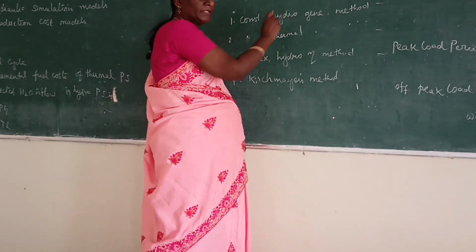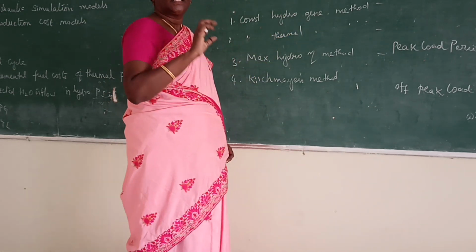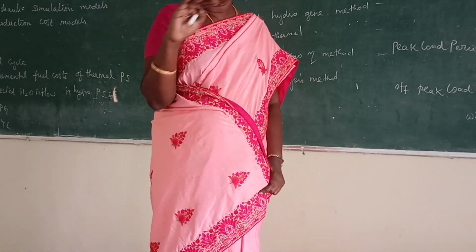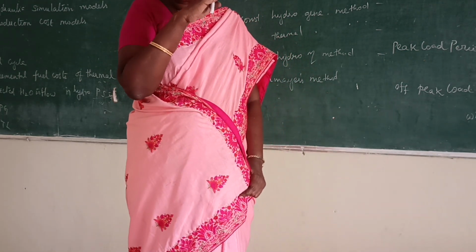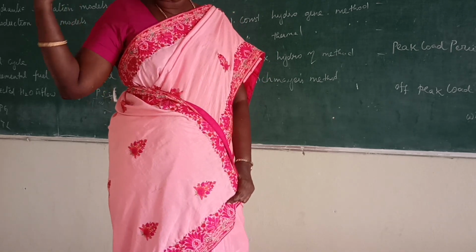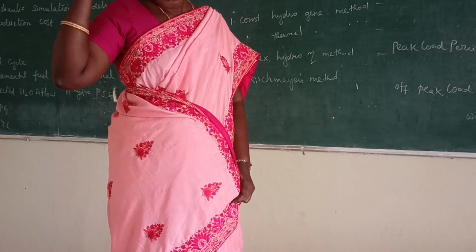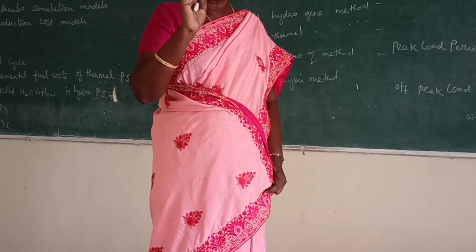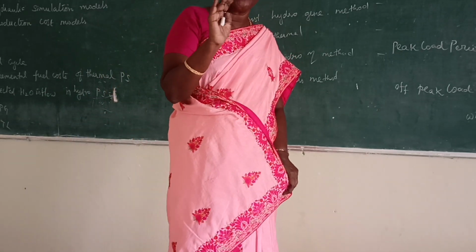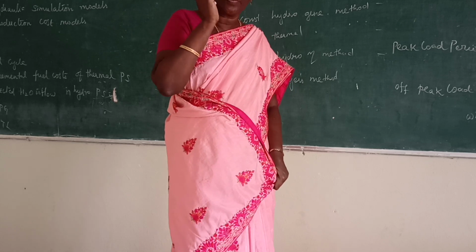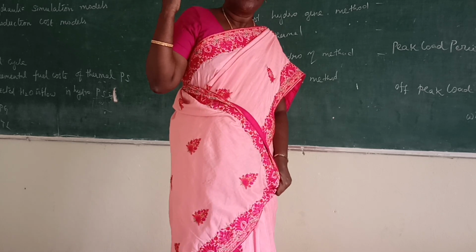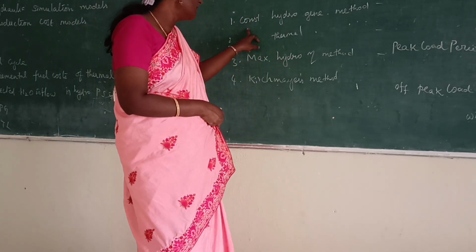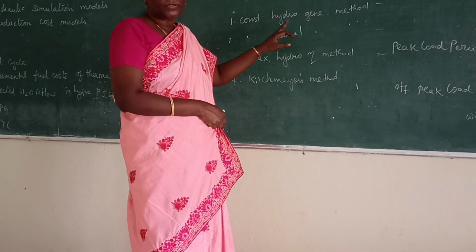Constant hydro generation method means the water head level is constant. So the generation of the hydro power plant is constant. Depending on the load, we change the output of the thermal power plant. The power generated by the hydro power plant is constant, and depending on the load, the thermal power generation gets varied. This is called constant hydro generation.